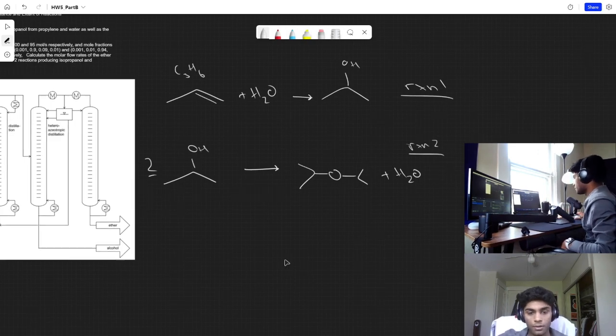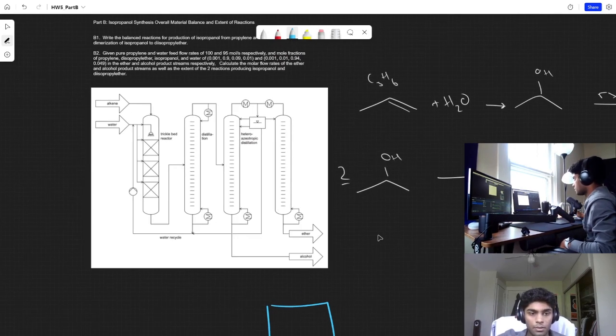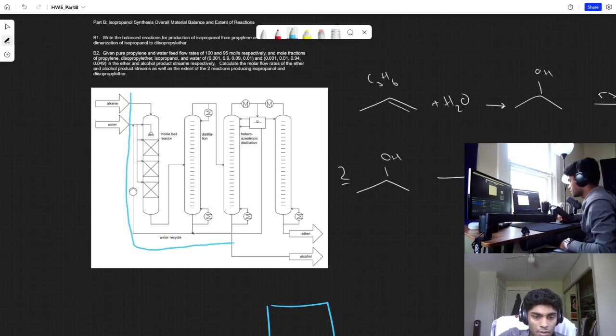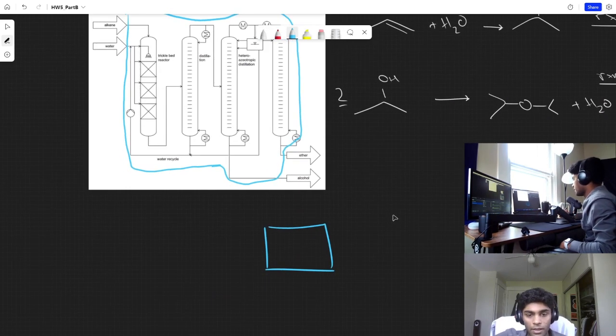So if we redraw this a little bit, just simplify it down, we have a box. And this box is our reactor here. So it's going to be all of this, all this stuff right here. Not the prettiest box, but you get the picture. And in goes our alkene, C3H6. In goes our water.